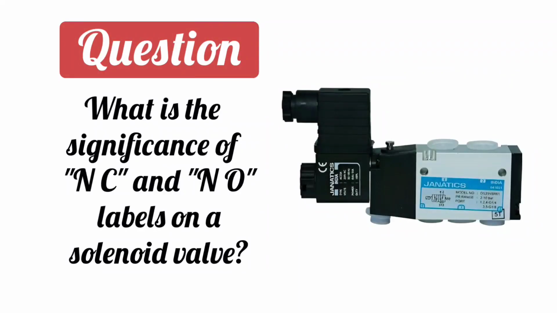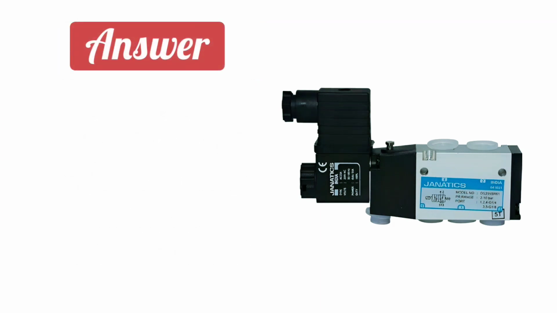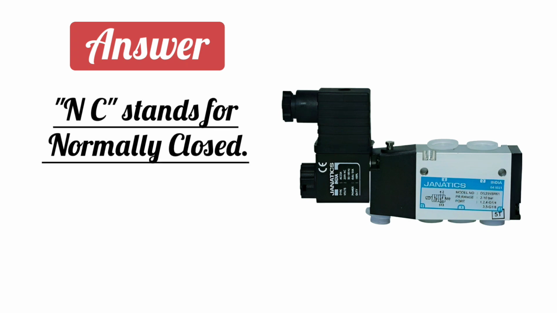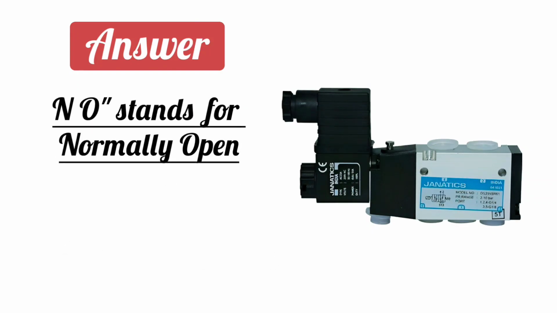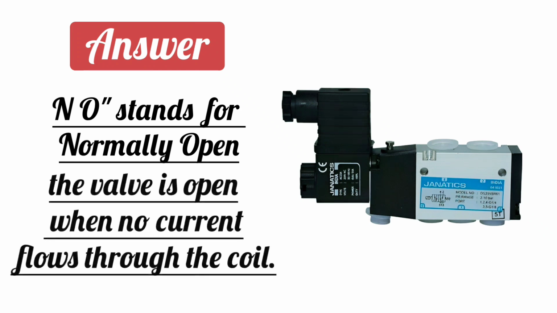Next question is, what is the significance of the NC and NO labels on a solenoid valve? Answer is, NC stands for normally closed, indicating that the valve is closed when no current flows through the coil. NO stands for normally open, indicating that the valve is open when no current flows through the coil.